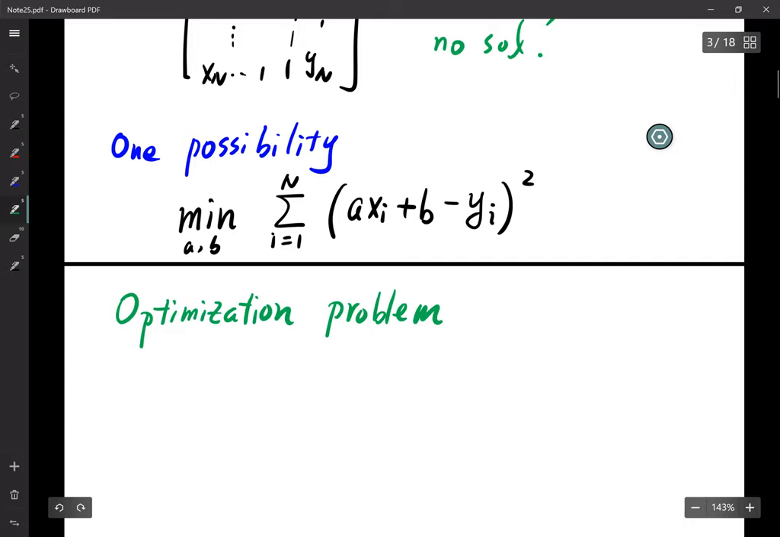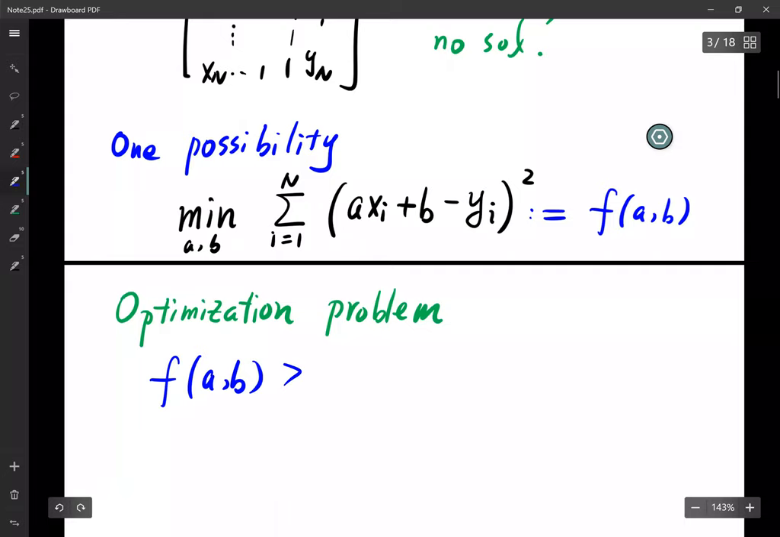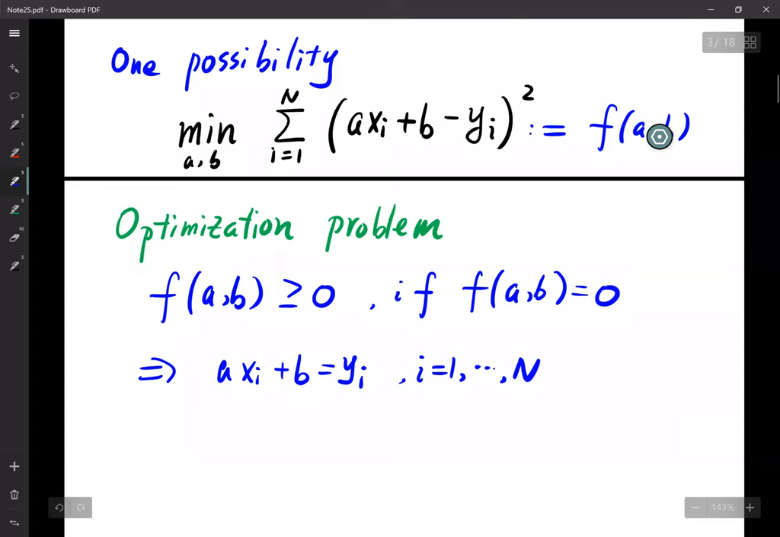So this optimization problem has a very interesting structure because obviously the objective function, which is called FAB, is non-negative because it's the sum of a bunch of non-negative numbers. So if FAB is actually zero, then it must mean that each of these terms is zero, axi plus b equals yi for any i going from one to n. So that means if we can minimize to the global minimum, that is zero, we have solved the linear system. Or saying that the linear system is solvable.